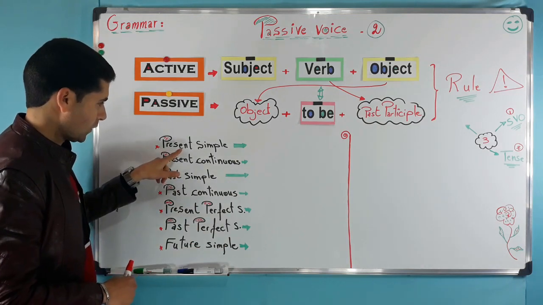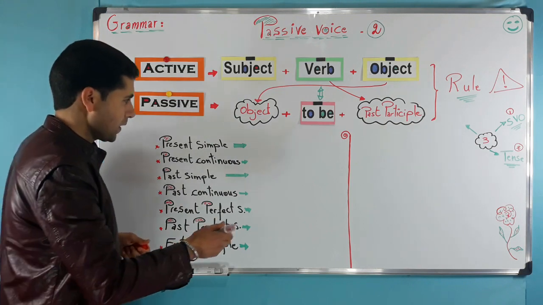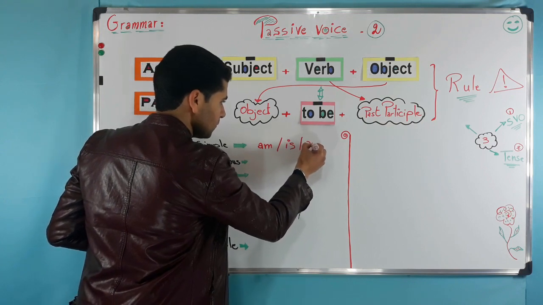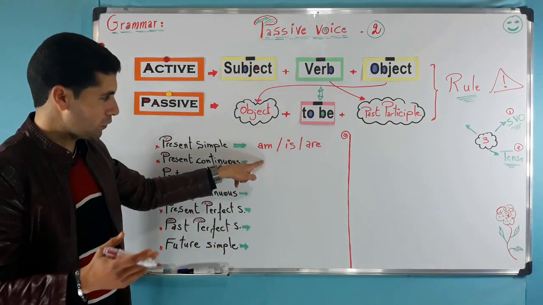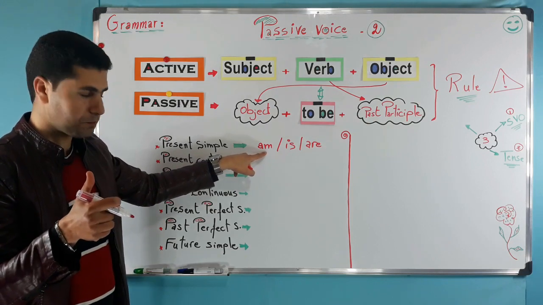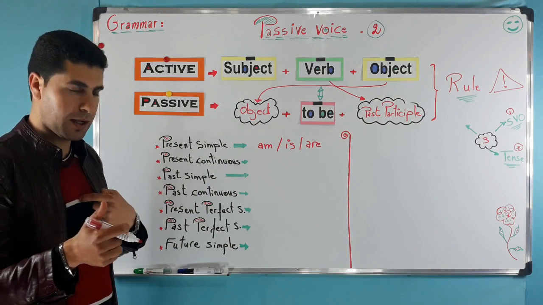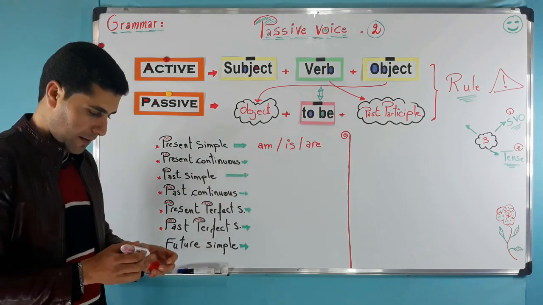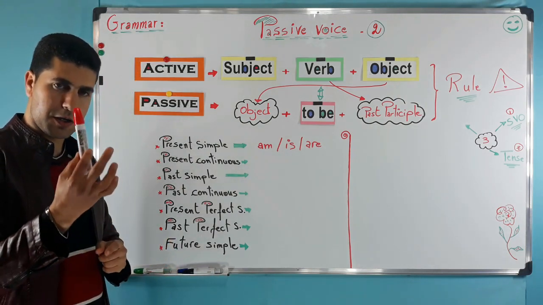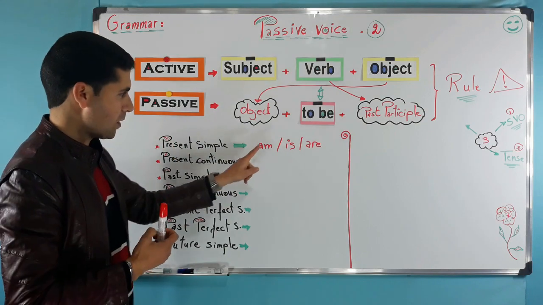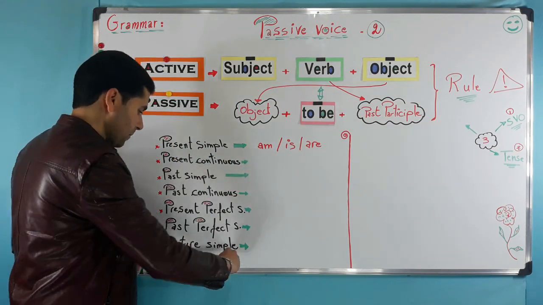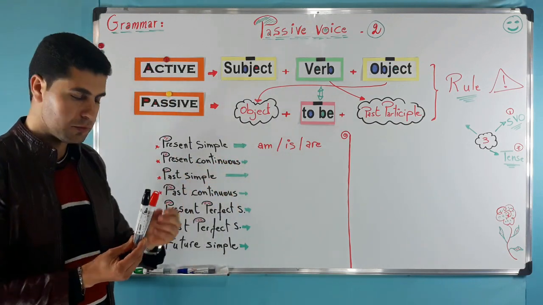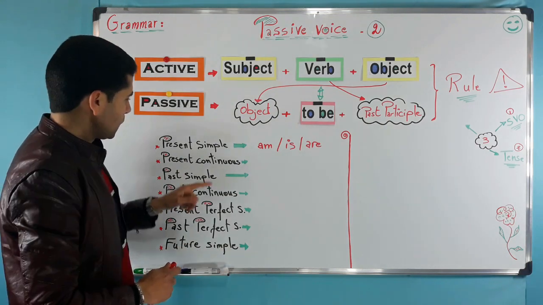Now let's start with number 1, present simple. The verb to be in present simple is either am, is, or are. Am is always for I, is is for singular, and are is for plural. If we have, for example, a marker, a marker is singular, so a marker is. But if I give you markers, then markers are, because here we have plural. This is for present simple.